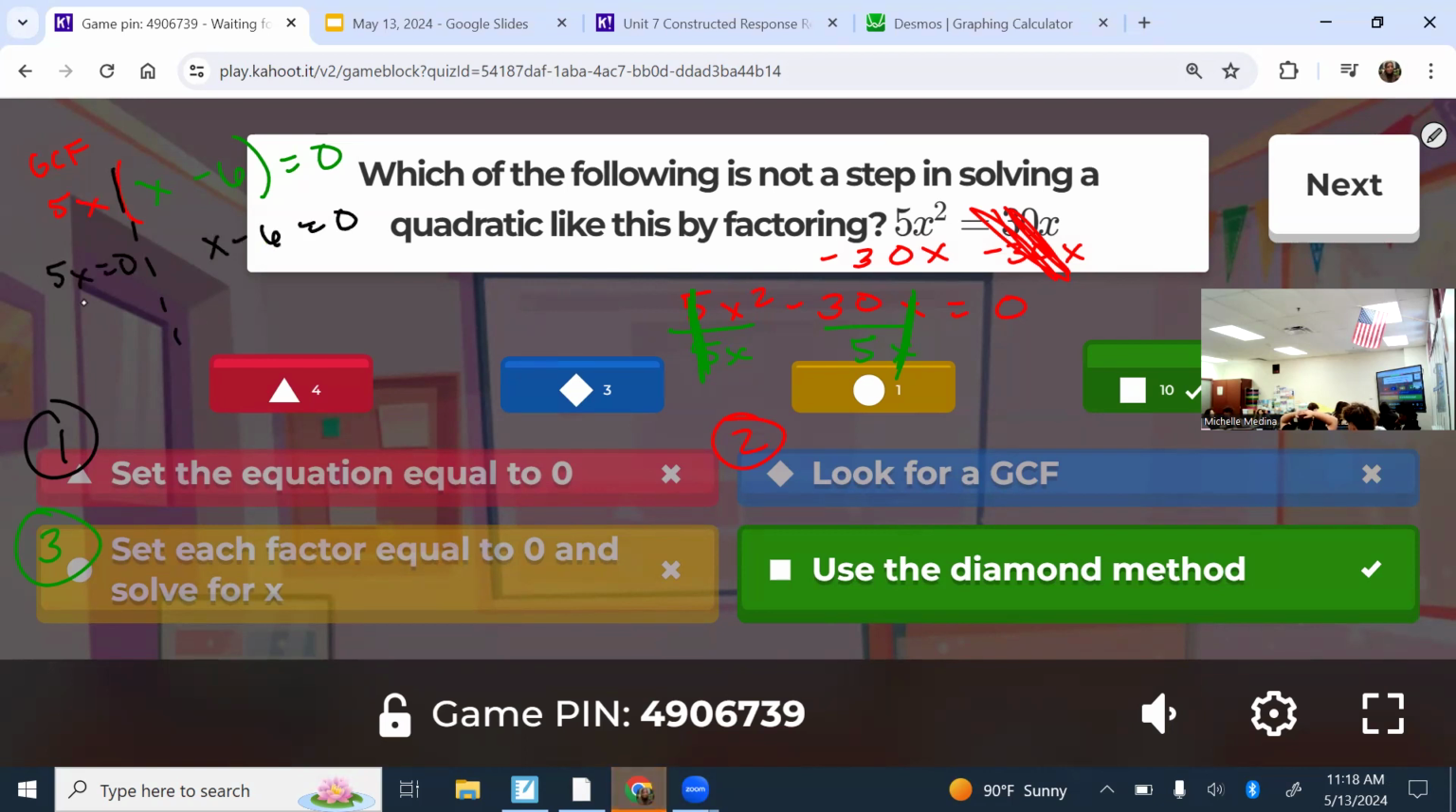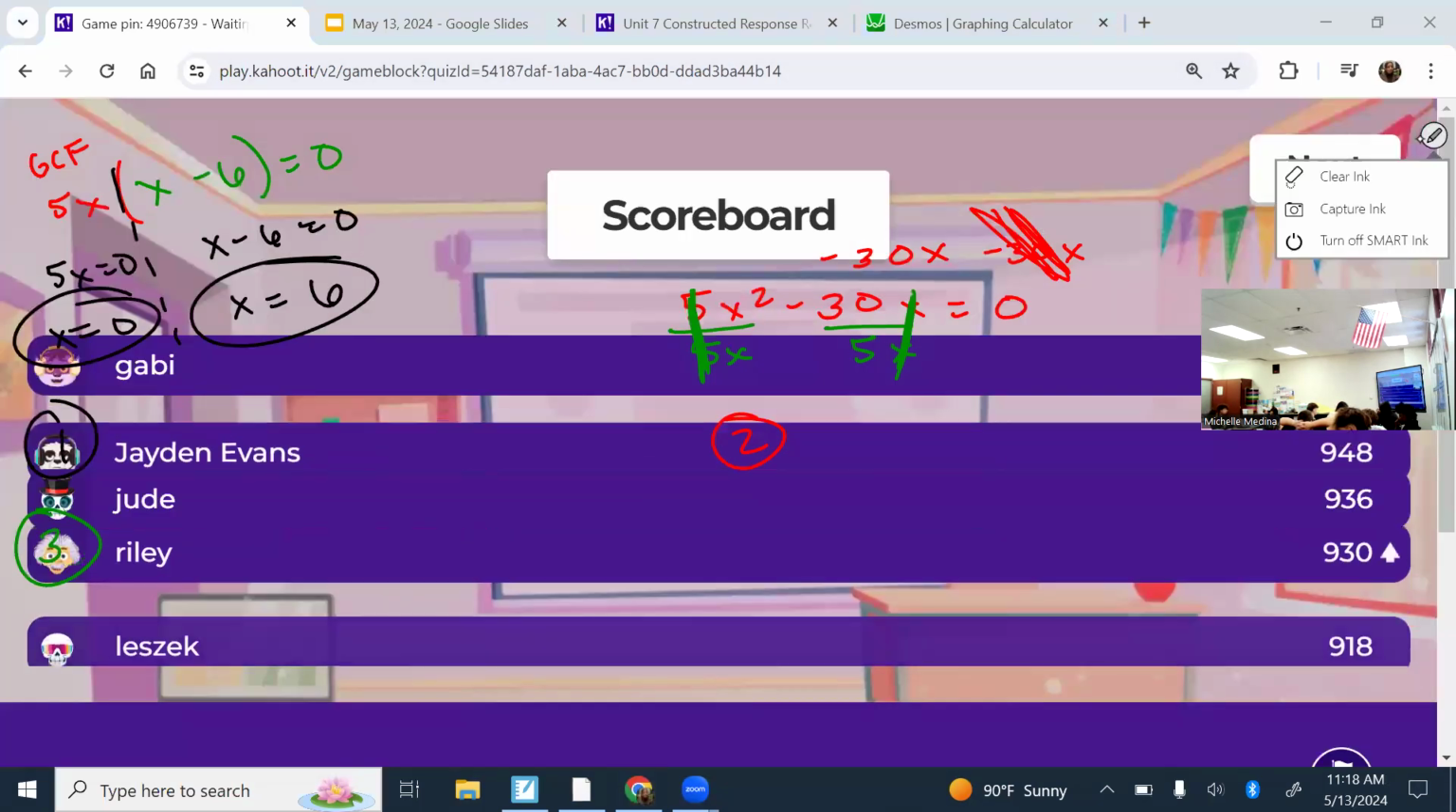So what times 5 will give me 0? That one's one of my answers. What minus 6 will give me 0? So another one. Okay. Something like that. You do not do diamond method for this. Please don't try to do that. Okay. So then next one.